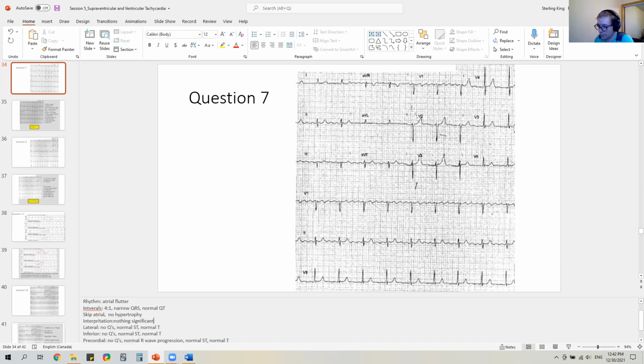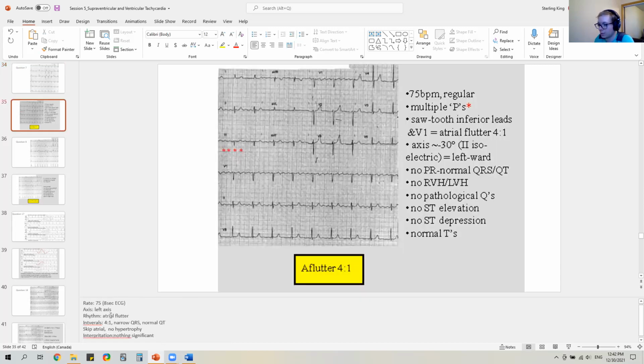So we're going to take this over to the next page. Let's see what we did. Rate 75, yes, bingo. Multiple P's, yeah, we talked about that. We didn't talk about the axis here yet.